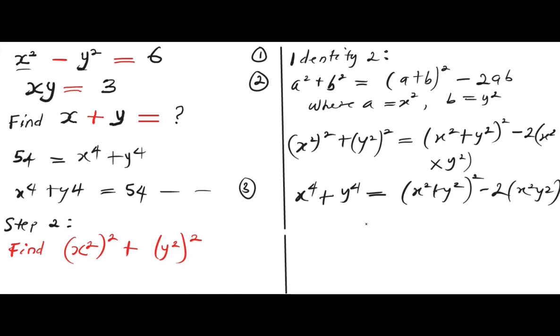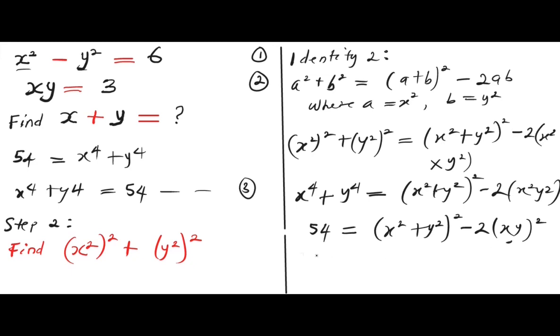Okay, so let's simplify this further. x raised to the power 4 plus y raised to the power 4 equals 54 from equation 3. Remember this equation? So you have 54 equals x squared plus y squared all squared minus 2 into x squared y squared, but you can write it as xy all squared. Okay, you remember that principle? So that's what we are using here. So let's substitute xy from equation 2, that is xy equals 3, into this particular expression here.